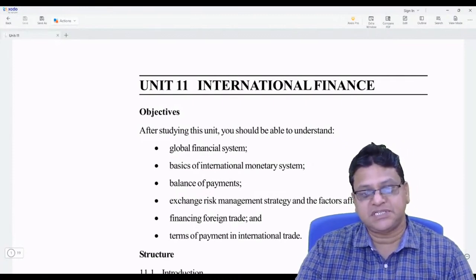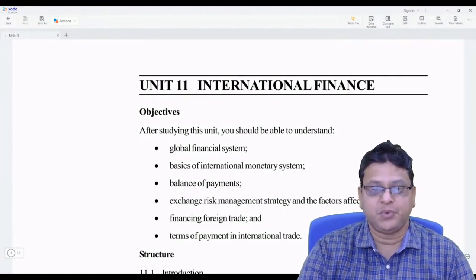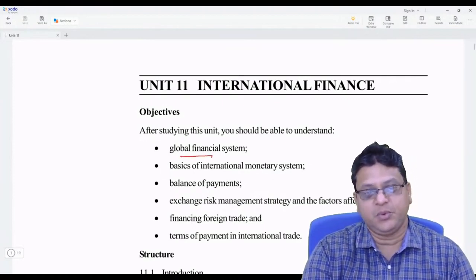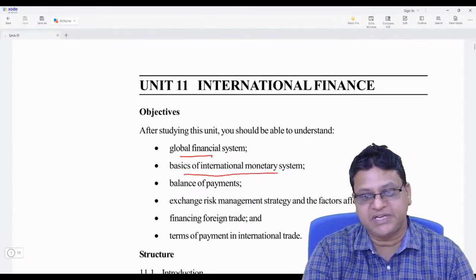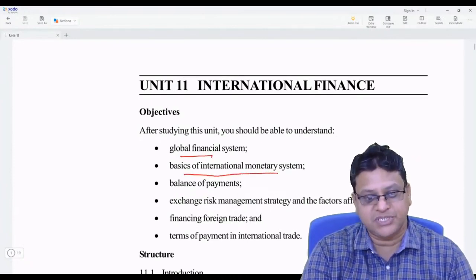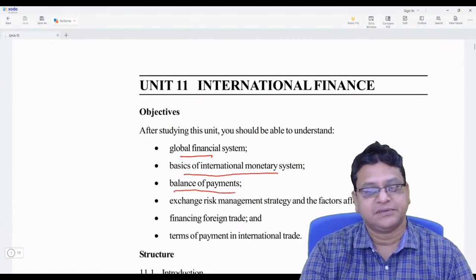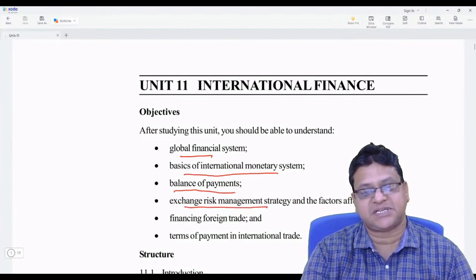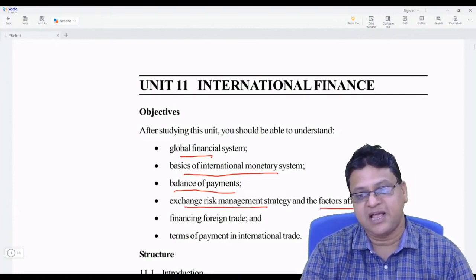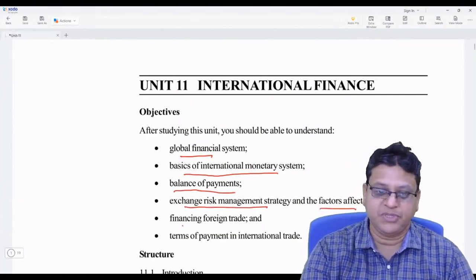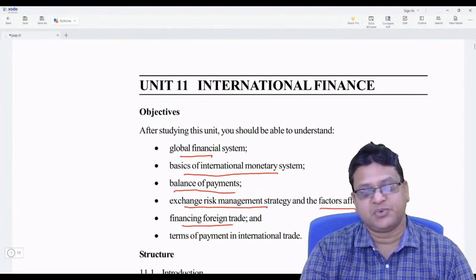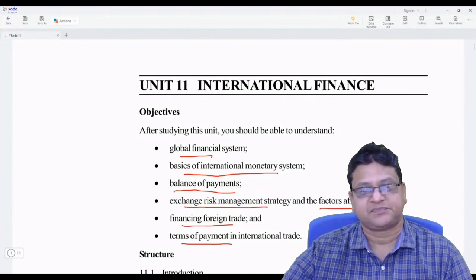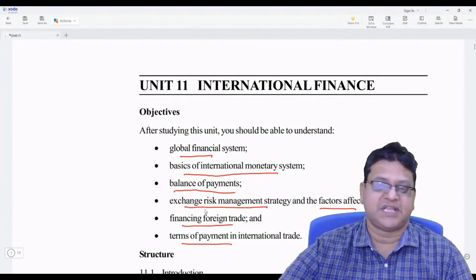After this class, you will be able to know what the global financial system is. You can know the basis of the international monetary system. You can know the concept of balance of payment. You can know what exchange rate risk management strategy is and what factors affect it. And you can know the financing of foreign trade. You can know the terms of payment in international trade. So we will discuss all these things.